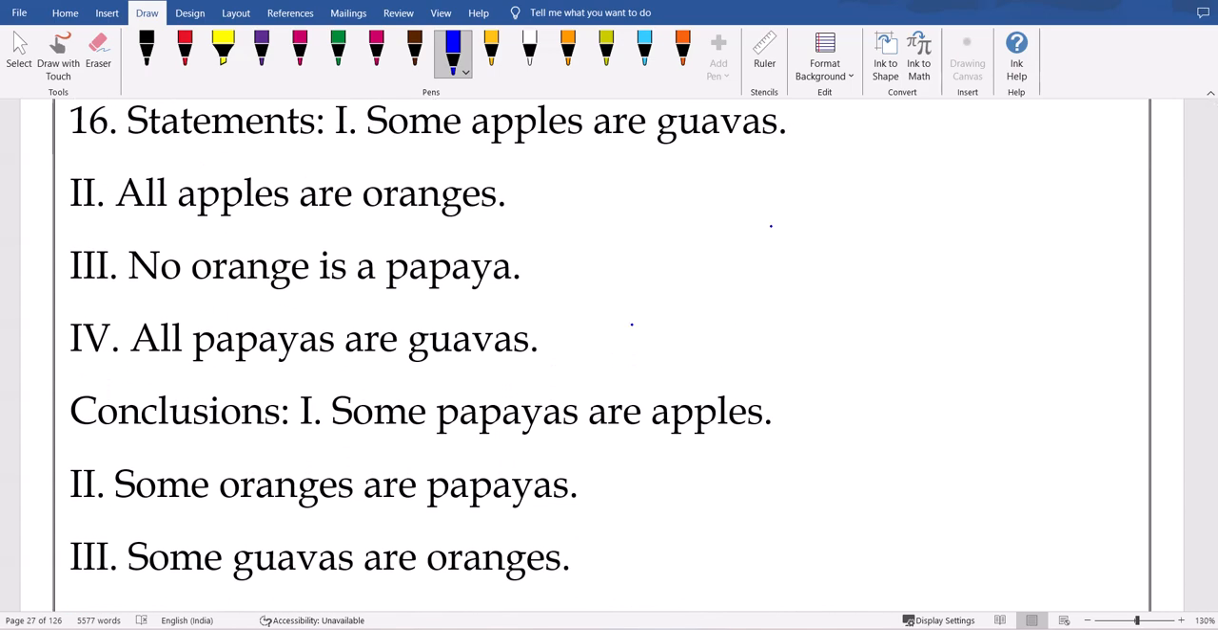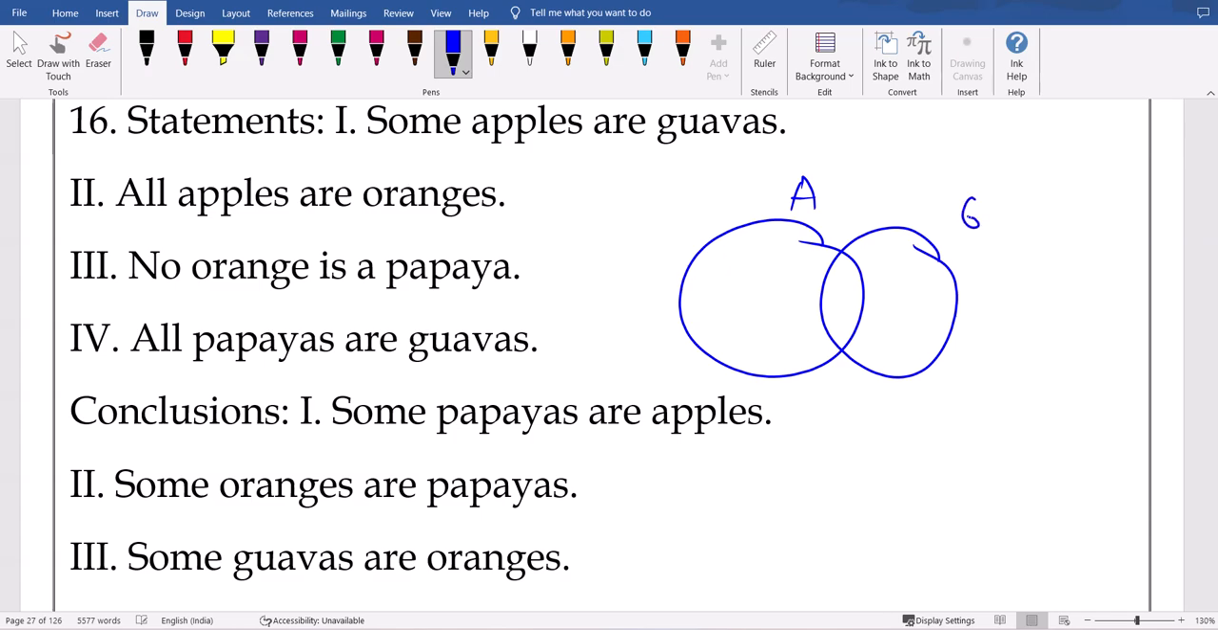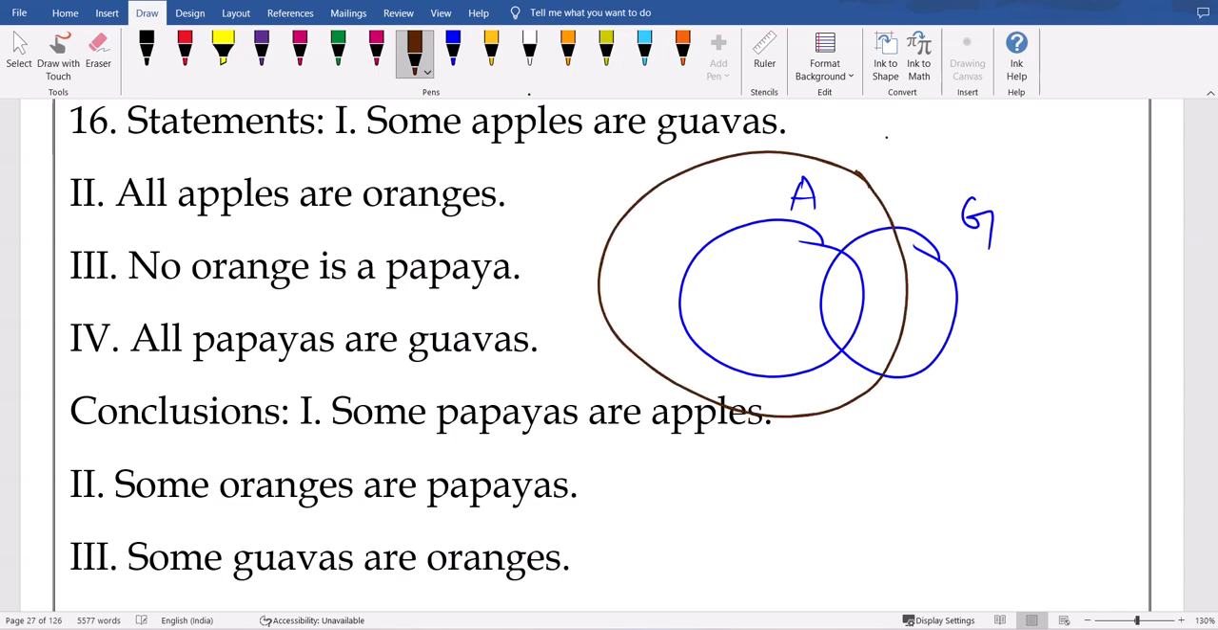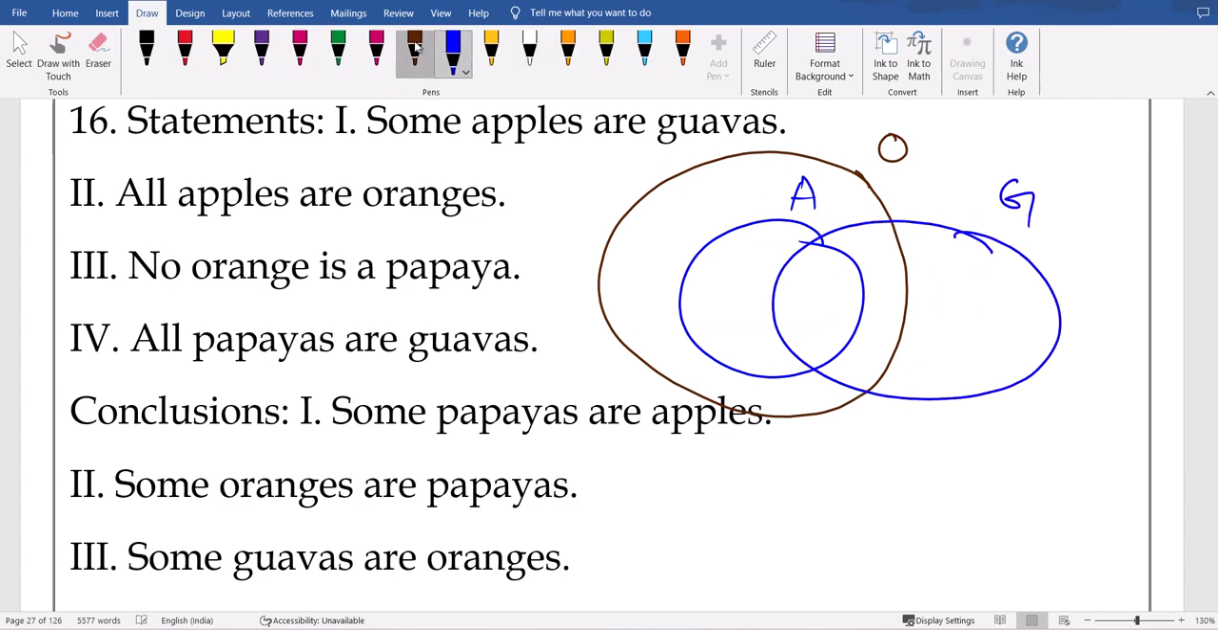Some apples are guavas, so all apples are oranges. There is a lot of stuff, so all apples are oranges. All papayas are guavas. We can go with that. No orange is papaya, so I need to make sure it does not connect to orange. Some apples are over. No orange is papaya. All papayas are guavas. So the orange and papaya are not connected. Everything is fine now.